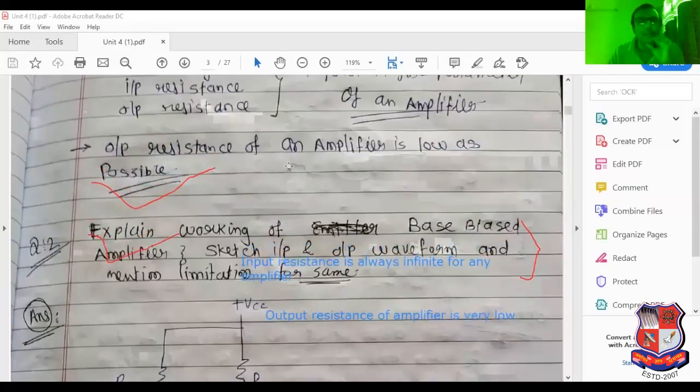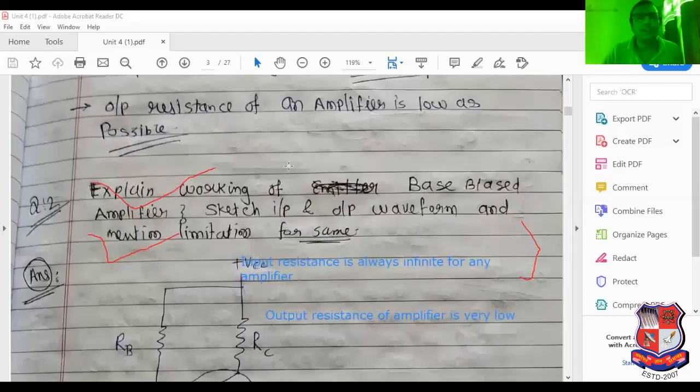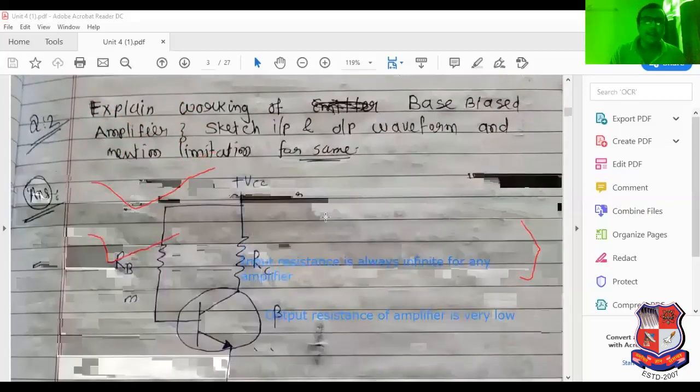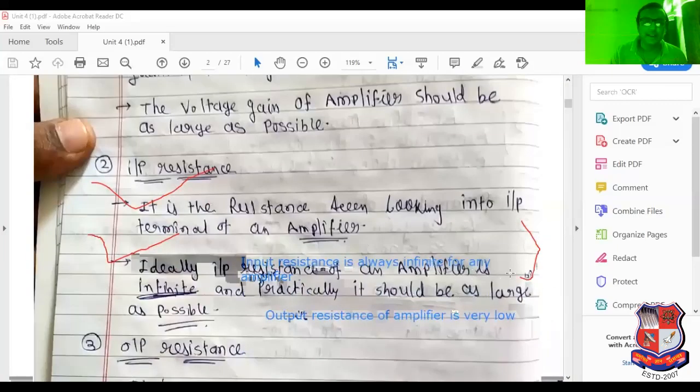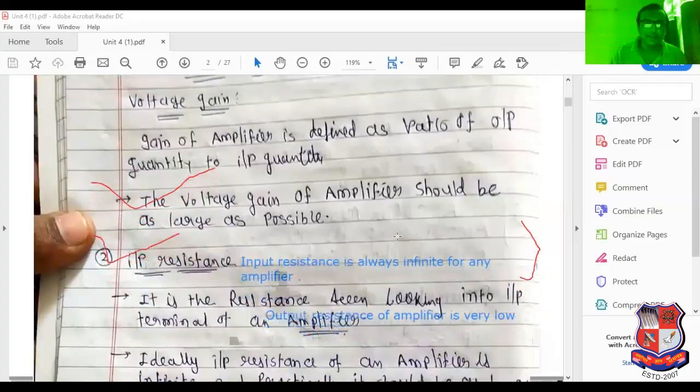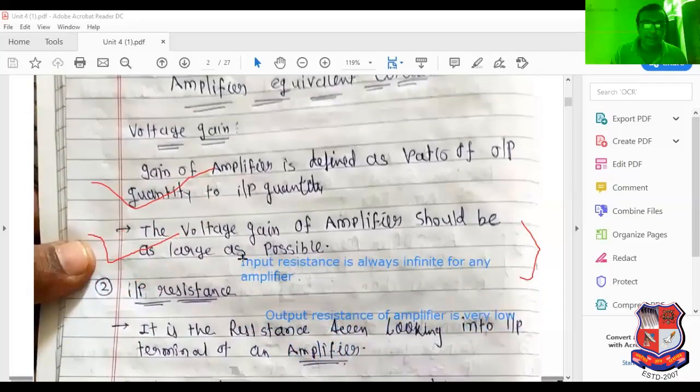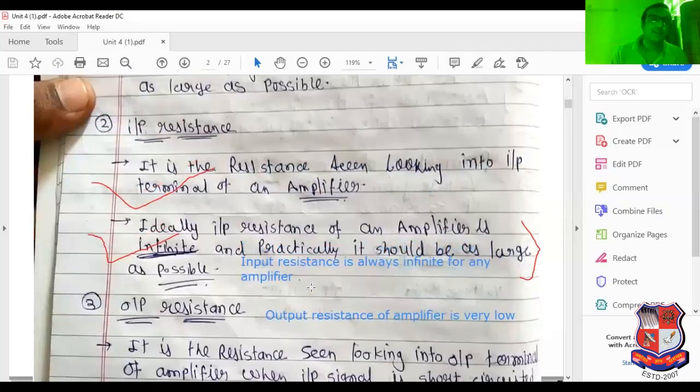So it is the parameter of the amplifier. Input resistance is required to be a high value and output resistance is required to be a low value. Please read this statement very carefully. I have highlighted this word with a blue pen. Input resistance is always high and output resistance is always low.